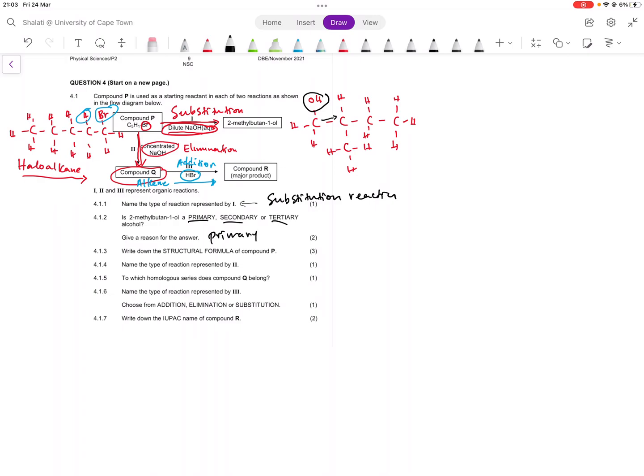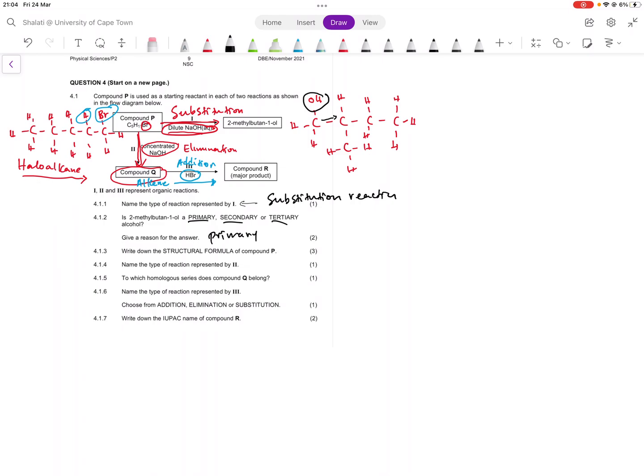and I just gave you the reason. So you already know if you have an OH bonded to a carbon which is bonded to only one other carbon, you have a primary alcohol. Then if the OH is bonded to a carbon which is bonded to two other carbons, it is a secondary alcohol, like that. Then this one will be a tertiary alcohol. I just hope you already know this information. So the answer here is primary alcohol.